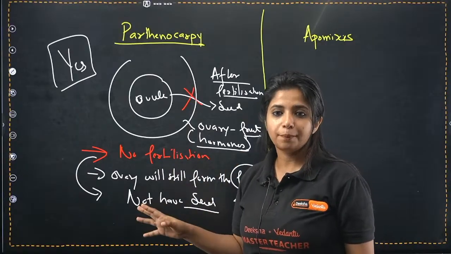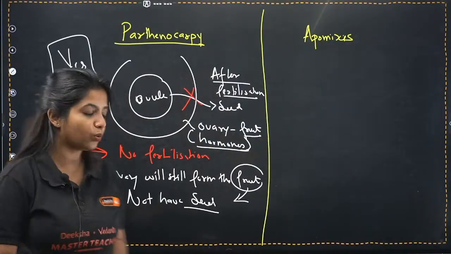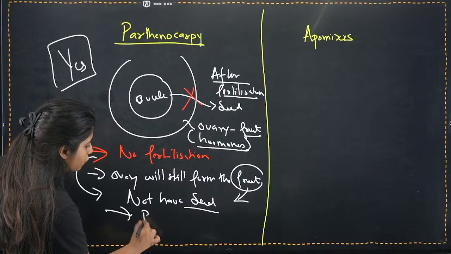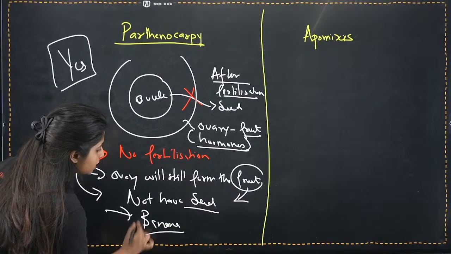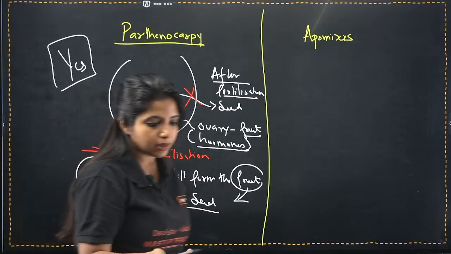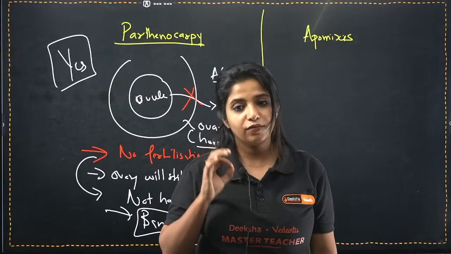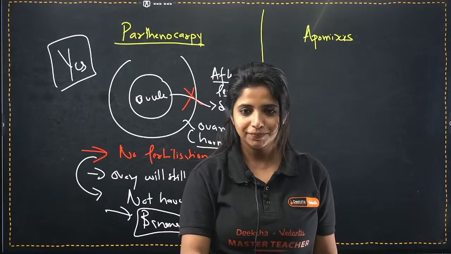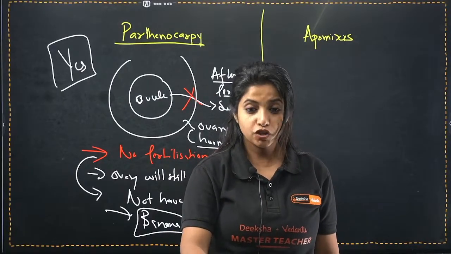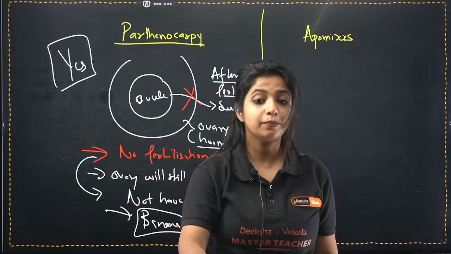And the best example of it happening naturally is seen in the case of banana. Banana, have you seen seeds? It's a very remnant, small thing that is there. You get it? So this is very, very important. Cool? So children, have you understood parthenocarpy now?